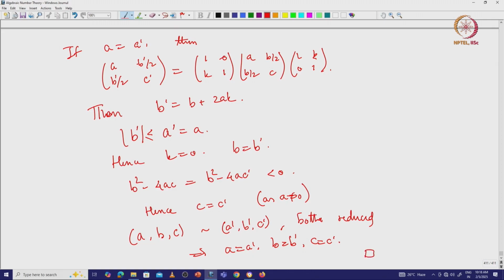So, what we did today was study the equivalence classes of positive definite binary quadratic forms. In particular, we defined what a reduced positive definite binary quadratic form is. It is in terms of very nice inequalities between the coefficients, and we proved that in any equivalence class there is exactly one reduced binary quadratic form.